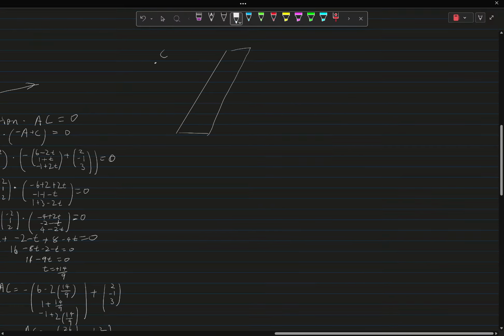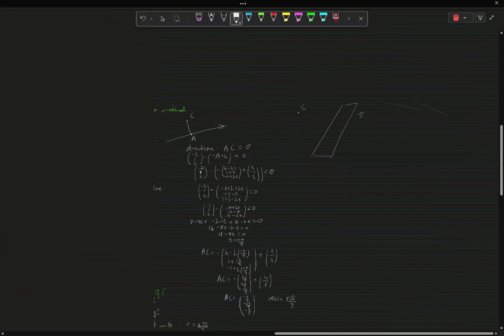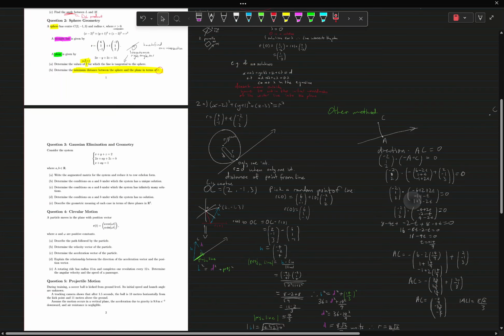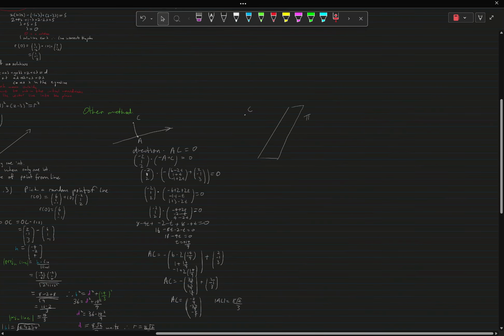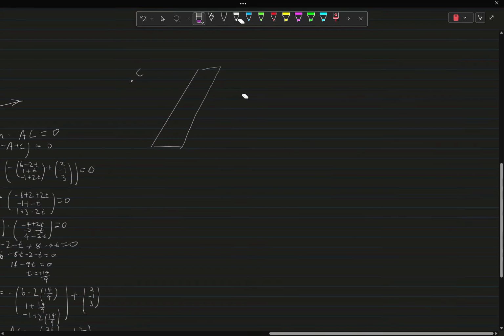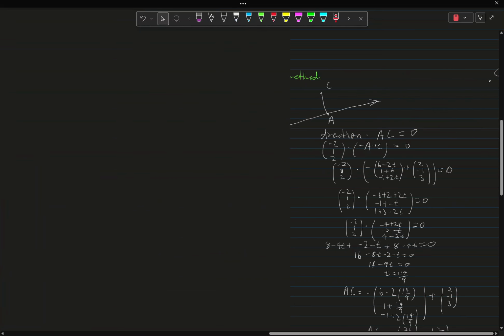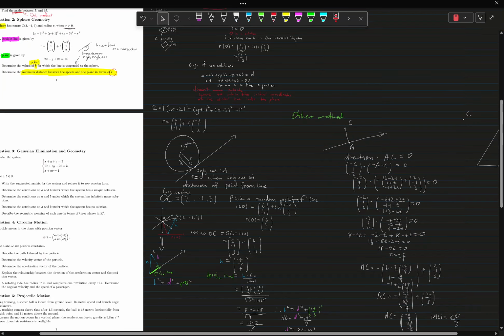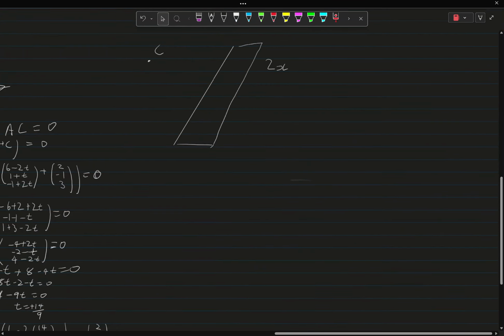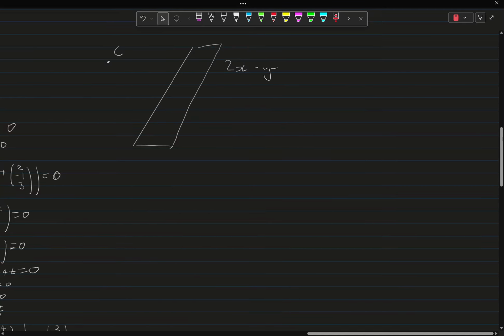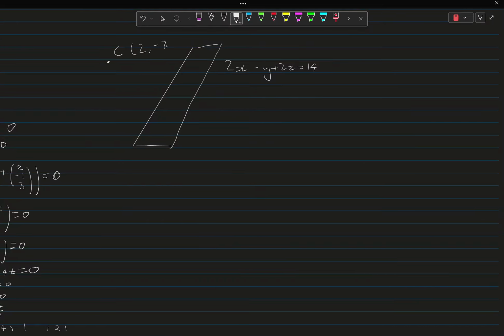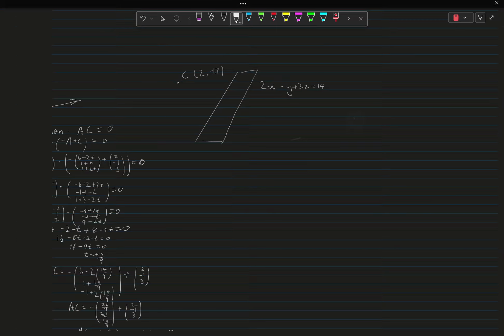So we have the center, and then we have the plane, which I believe was pi 1. No, it's not given. Okay, so it was 2x plus y, I guess. I think minus y plus 2z equals 14. And the center was 2, negative 1, 3. Yep.